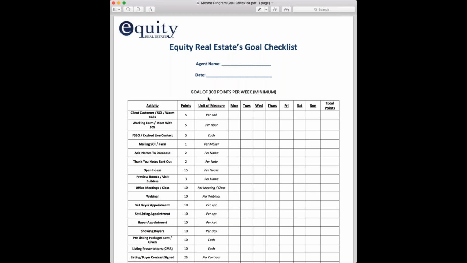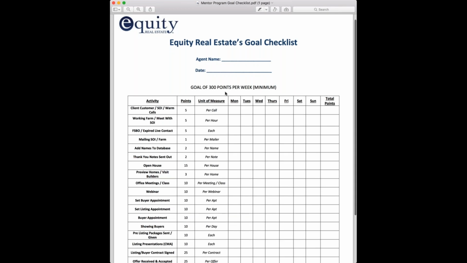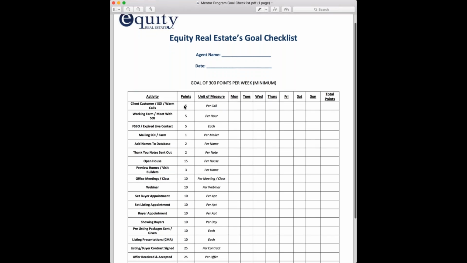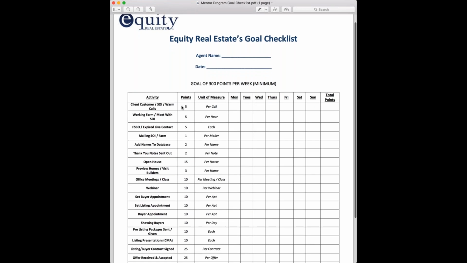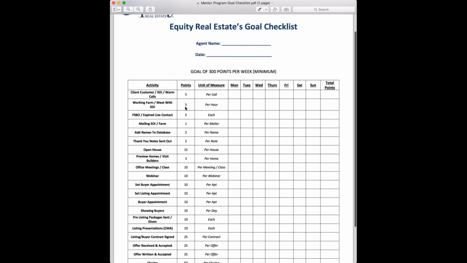If I'm going to get 300 points a week, if I work Saturdays, then I'm going to need 50 points a day. If I don't work Saturdays, if I'd like to keep my weekends free, then I need to be getting 60 points a day minimum. So that would be 12 calls. Okay, if I'm just doing calls, 12 times 5 is 60. But I know I want to do a little bit more than that. I wanted to do 20 contacts a day.